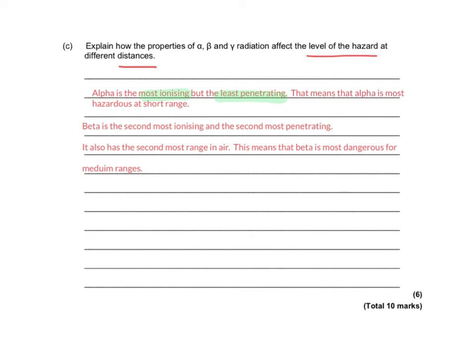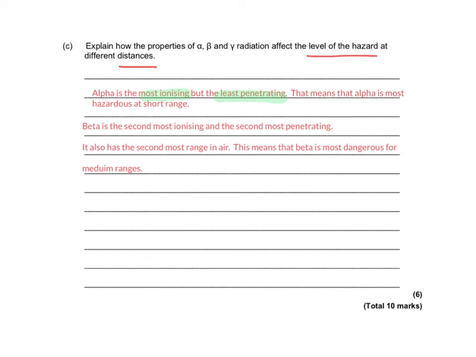So I've now put beta in there. Beta is the second most ionizing and the second most penetrating. It also has the second longest range in air, which means that beta is most dangerous at medium ranges, so medium distances. It can't quite travel as far as gamma, so gamma is going to be most dangerous at far away, long distances, but beta is more ionizing than gamma.